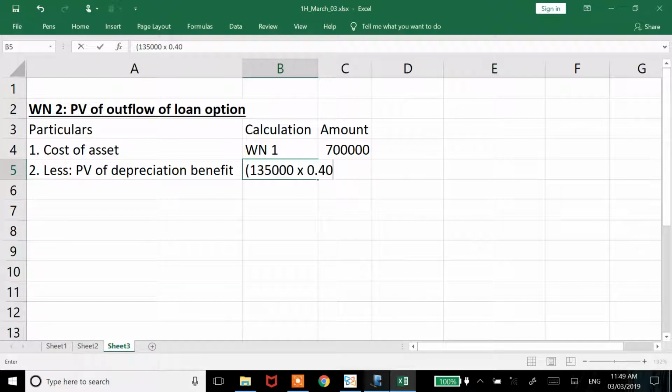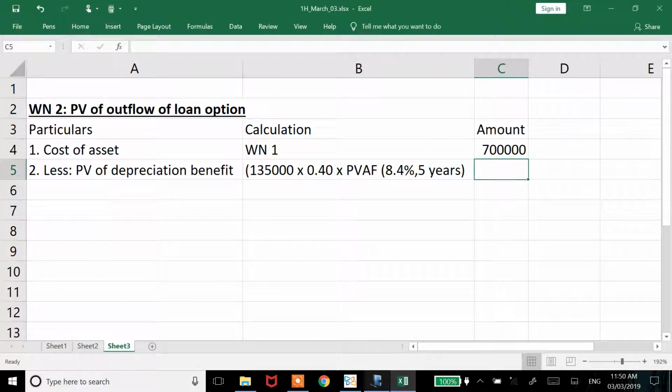Listen, 1,35,000 into 40%. That's the tax benefit, into 40%, into PVAF 8.4%, 5 years. The discount rate is 8.4% for 5 years. Into 40% is to write the tax benefit. Depreciation is of no use. Only the tax benefit is of use. So 1,35,000 into 40% into PVAF 8.4%, 5 years. Do this and let me know the number.